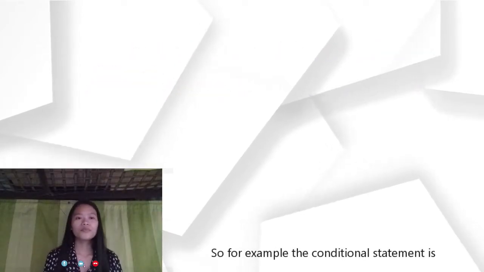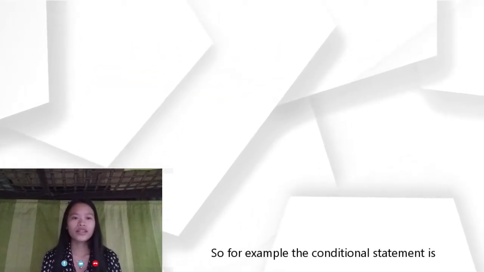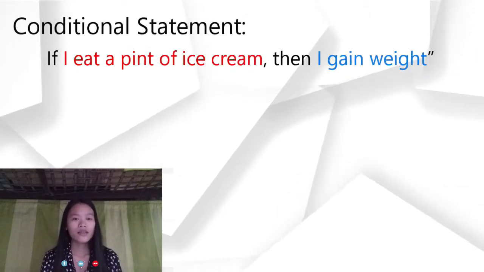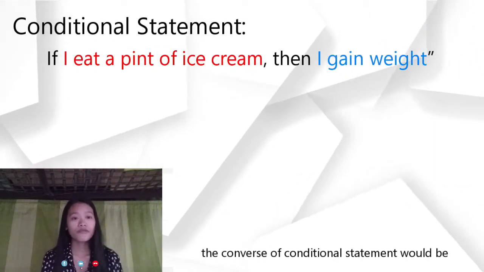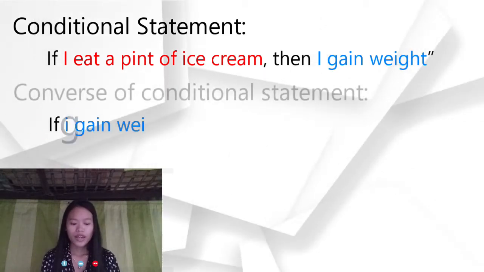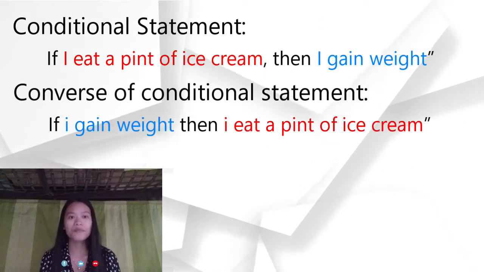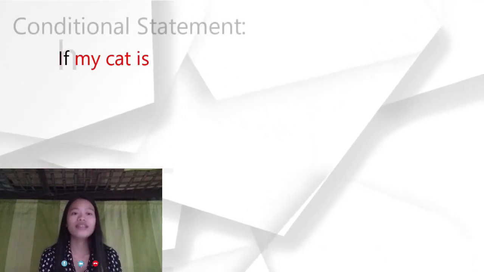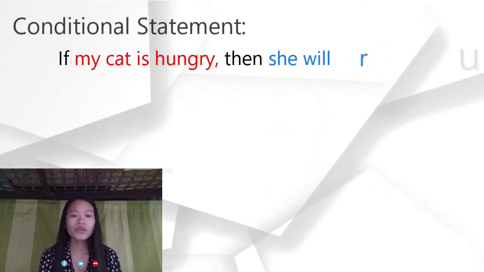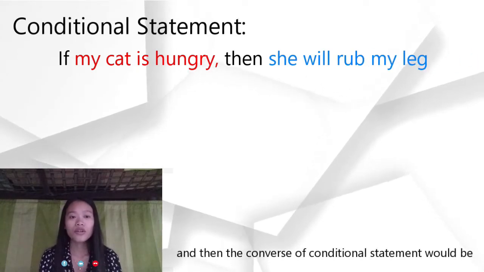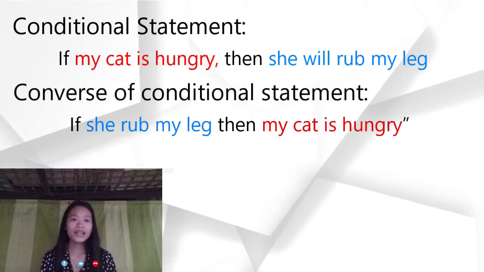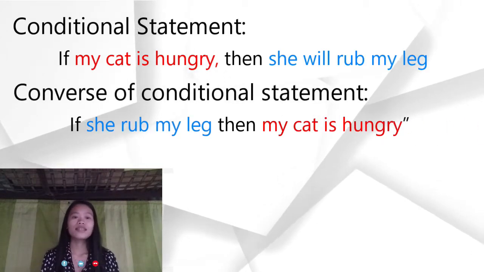So, for example, the conditional statement is if I eat a pint of ice cream, then I gain weight. So, the converse of the conditional statement will be if I gain weight, then I ate a pint of ice cream. So, for another example, if my cat is hungry, then she will rub my leg. And then the converse of the conditional statement will be if you rub my leg, then my cat is hungry.